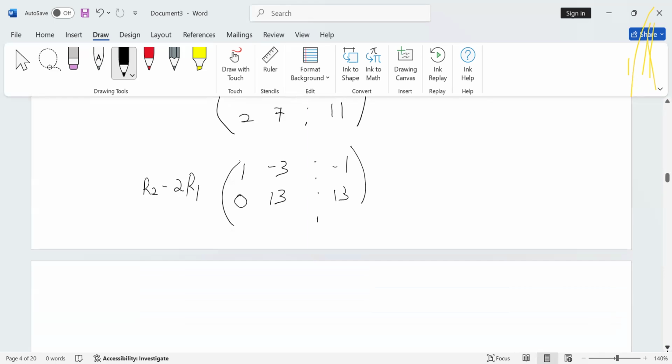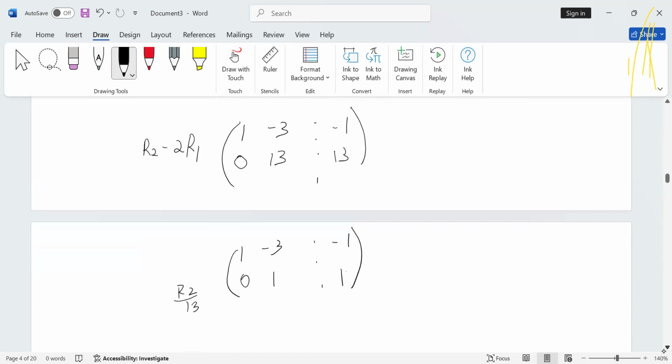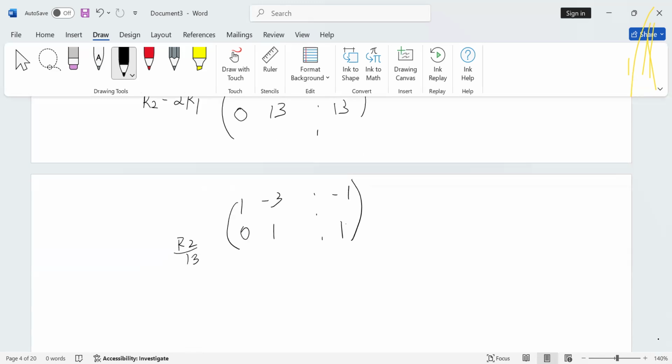So we want 1 here because we want this to look like an identity. Therefore, we'll just take R2, divide by 13. We're dividing everything. 0 over 13, 13 over 13, 13 over 13, that gives you that value. You want 0 here. Once this is 1 and this is 0, you can always get it. That's why we take that direction. So always look at that viability.